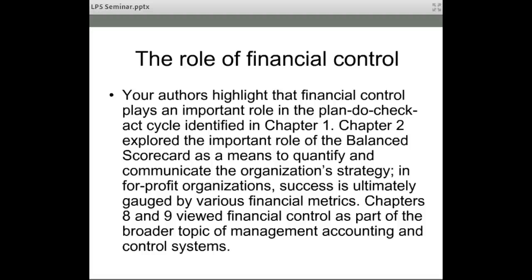organization's strategy. In for-profit organizations, success is ultimately gauged by various financial metrics. In not-for-profit, financial metrics are important, but certainly the organization wants to accomplish its social mission. Chapters 8 and 9 viewed financial control as part of a broader topic of management accounting and control systems.